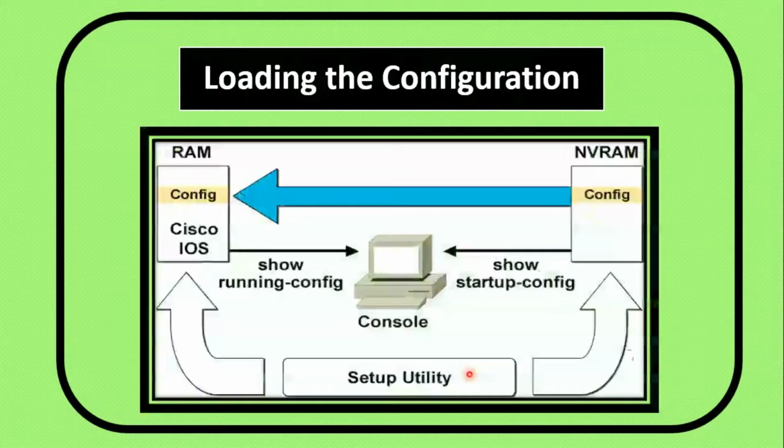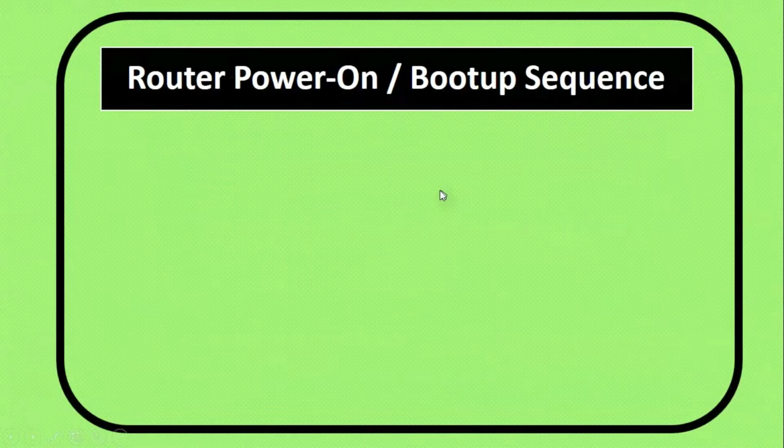Loading the configuration means how the router will load the configuration once it boots up with the target version. We have two types of configuration: one is the running configuration and the other is the startup configuration. What the running configuration and startup configuration are, we will explain in detail in the demonstration. But for now, the running configuration is saved in the RAM and the startup configuration is saved in the NVRAM.